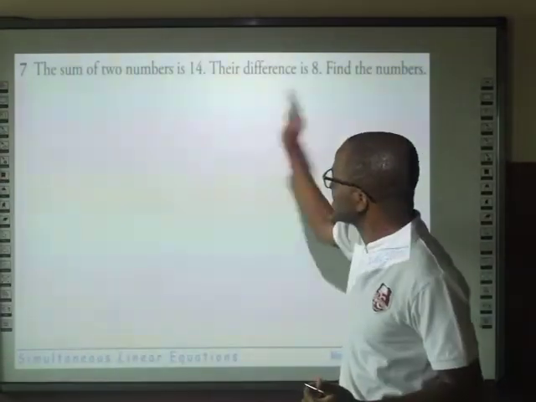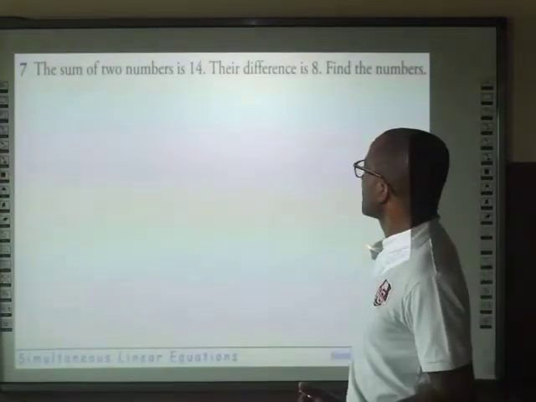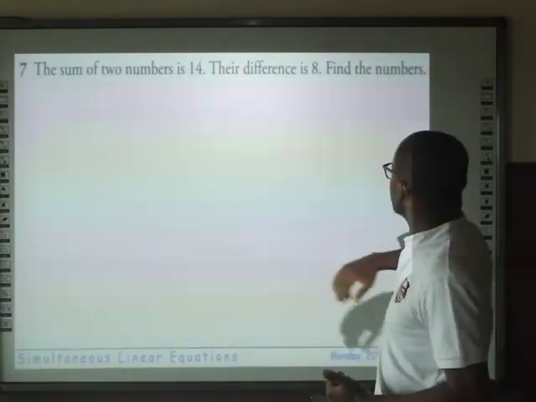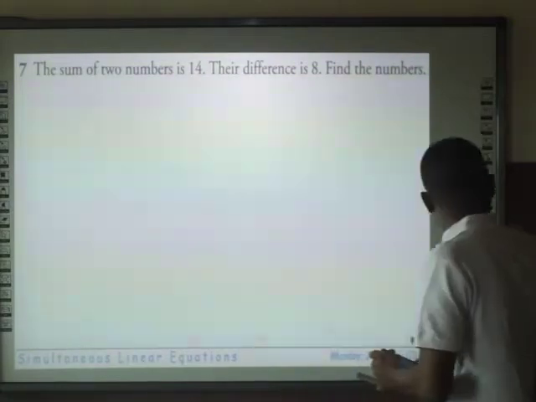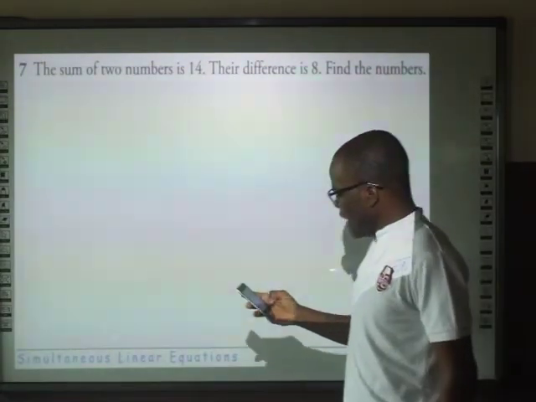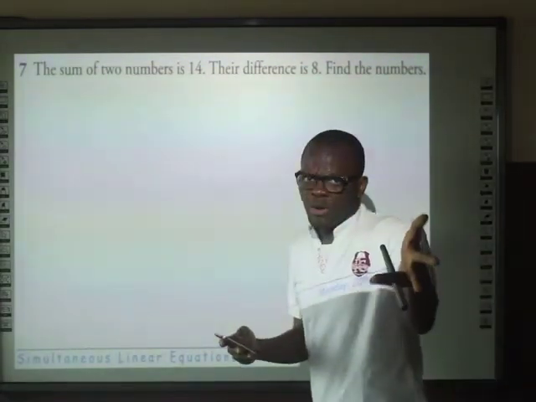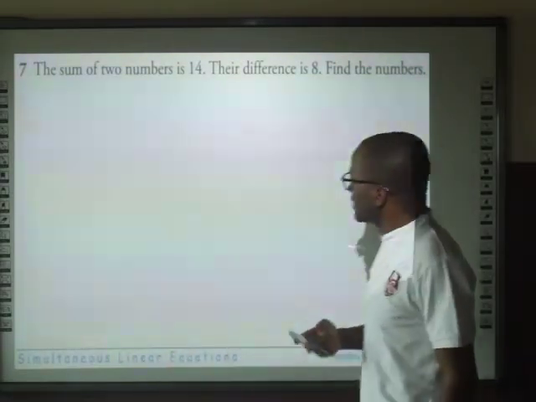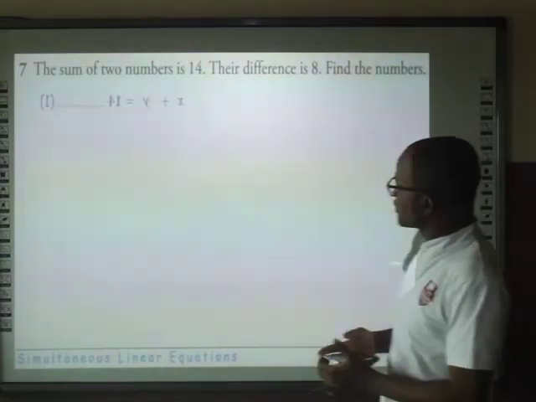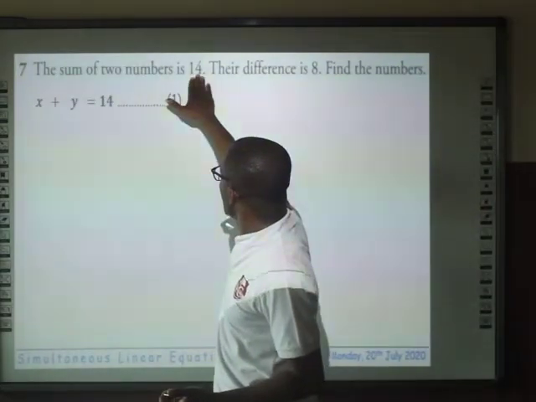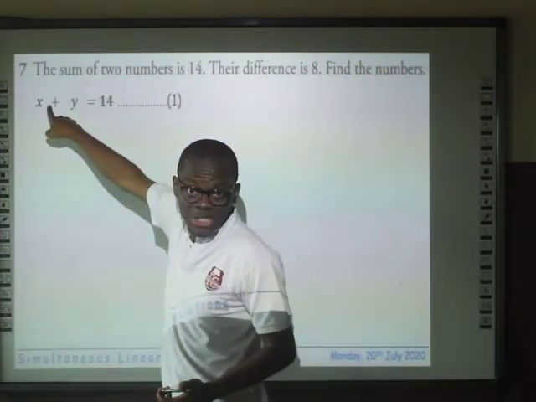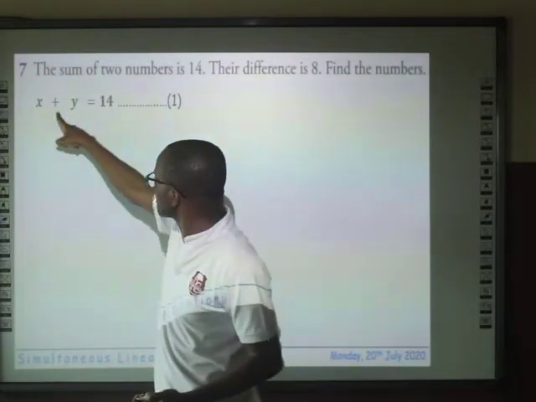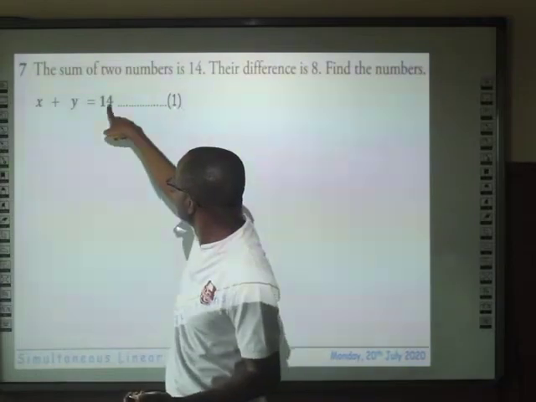Let's see. It says the sum of two numbers is 14, and their difference is 8. Find the two numbers. So how do we proceed? Well, we don't know what the two numbers are. Let's just use A and B, or if you like x and y. Using the first statement, the sum of two numbers is 14, sum meaning addition. So x plus y is 14.